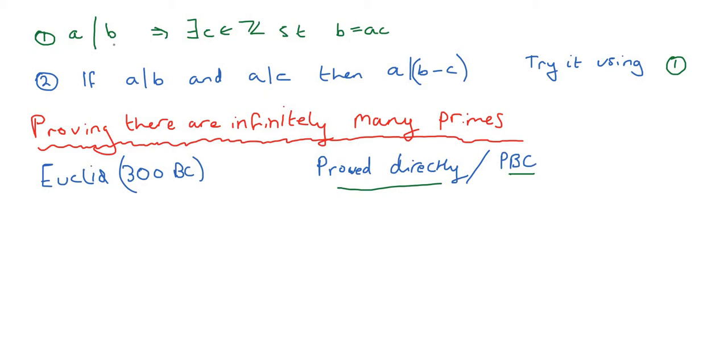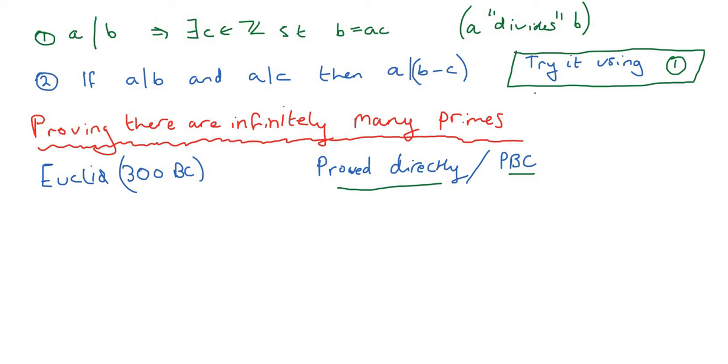Okay, before we start, a few useful things. A divides B, that's what this symbol means, so I'll just write that. A divides B if there exists an integer C such that B is equal to A times C. That's all that notation means. Right, and then something else which is going to be useful later. If A divides B and A divides C, then A divides B minus C, the difference between B and C. So I'm advising you to have a go at trying to prove this using the definition. Okay, so let's start with the proof.